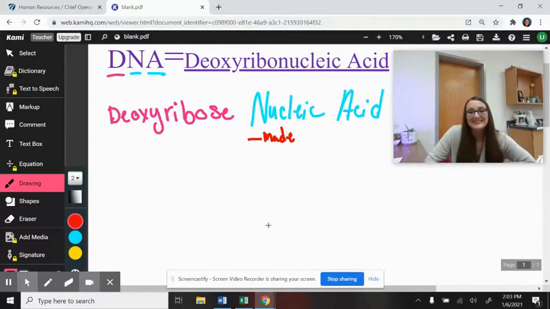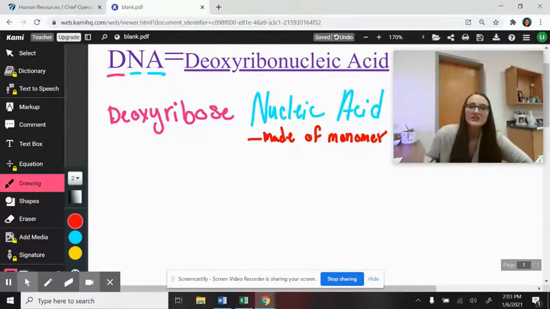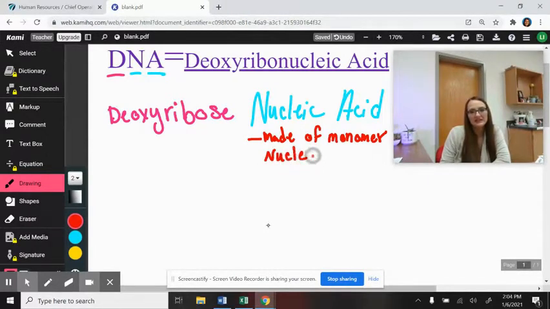Sorry, my handwriting is dreadful, of monomers. What's a monomer? A monomer is a tiny building block. Think of it like Legos that build a Lego castle. These are the bricks that will build the castle, okay? So the monomer is called nucleotide. They are made of nucleotides, okay?